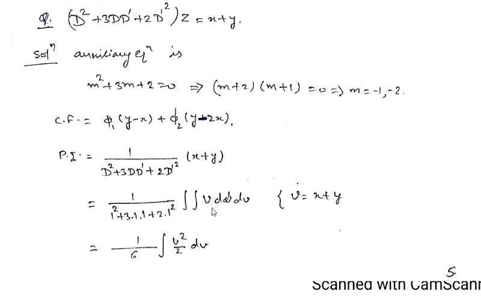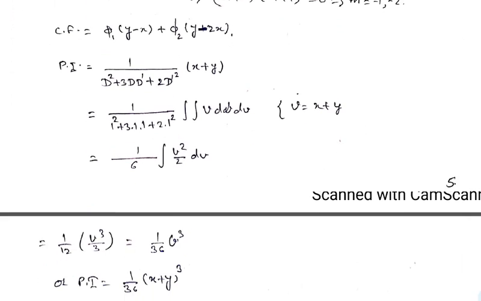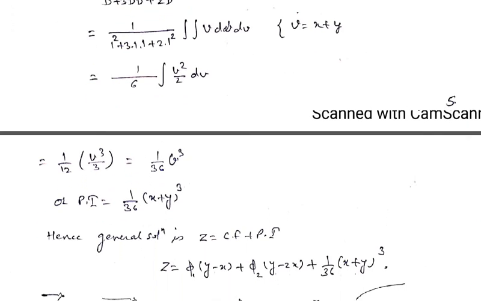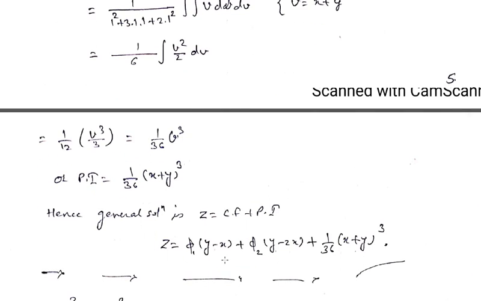Now we integrate it twice. First time we get v squared by 2, and second time it gives v cubed by 6. So the PI becomes 1 upon 36 v cubed, where v is x plus y. So the PI becomes 1 upon 36 times (x plus y) whole cubed. And the complete solution z is equal to CF plus PI, that is z is equal to phi 1 of y minus x plus phi 2 of y minus 2x plus 1 by 36 times (x plus y) whole cubed.